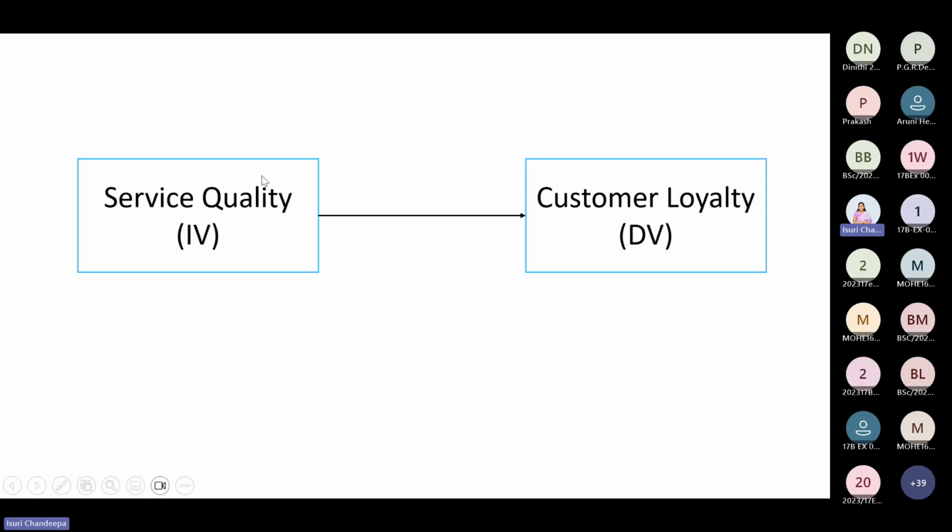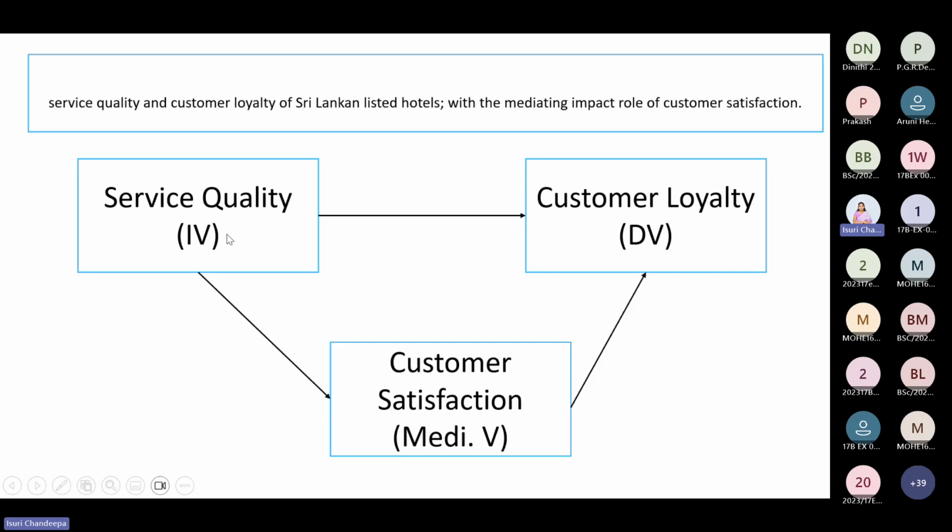So on the left hand side, what is the variable that we place? Definitely it should be the independent variable. You need to place the independent variable on the left hand side. Then you need to place the dependent variable on the right hand side. That is a must, right?